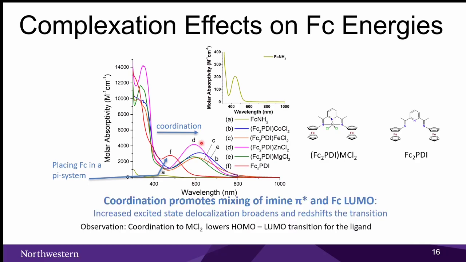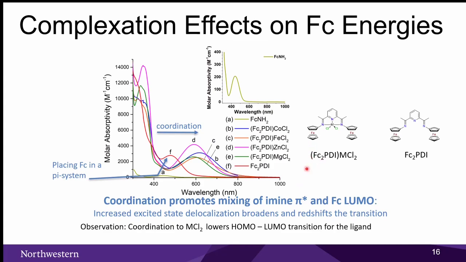I'm not going to belabor how we came to this conclusion, but just to get to the meat of it: the coordination helps promote mixing of the imine pi-star system and the ferrocene LUMO. So basically, this is a HOMO-LUMO transition, and the LUMO is where all of the interesting delocalization is happening. But the central metal dichloride fragment doesn't seem to be participating directly in this. So that's kind of cool. We learned something about the orbital symmetries and such, but it doesn't actually tell us much about whether or not there's an electronic coupling in the system.